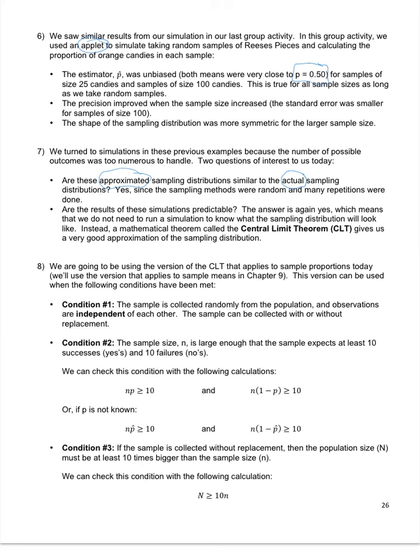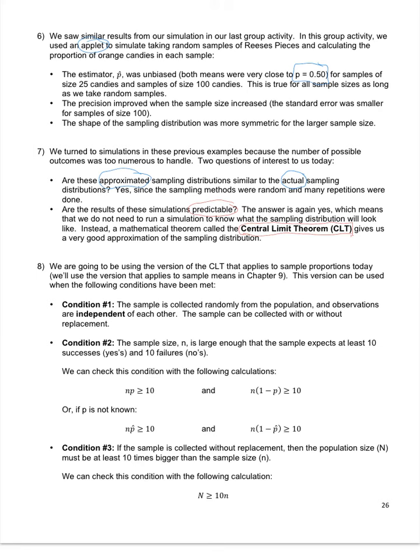Second question, are the results of these simulations predictable? Do we have to do the simulations? The answer is again yes, which means that we don't need to run a simulation to know what the sampling distribution will look like. Instead, a mathematical theorem called the central limit theorem gives us a very good approximation of the sampling distribution. The central limit theorem, or CLT for short, we're going to be studying and using for the rest of the semester. And we're going to see its counterpart for sample means when we get to chapter 9.